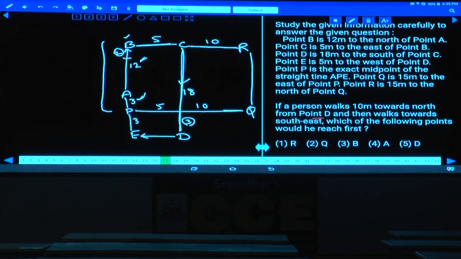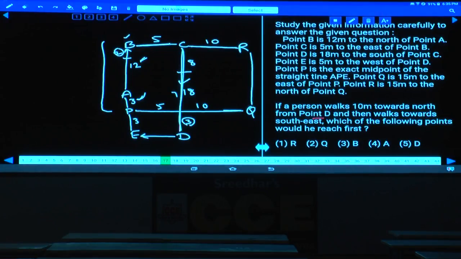And the next one is how much? This is 7. 3 plus 7 is 10, isn't it? Out of the total distance, what is the total distance here? 18. Now from D, this person has covered 10 meters. Hence let us take it at this place, 10 meters, and what else is left over here? 8 more is left over.